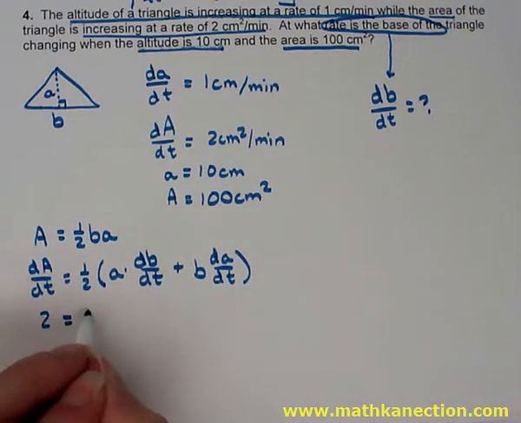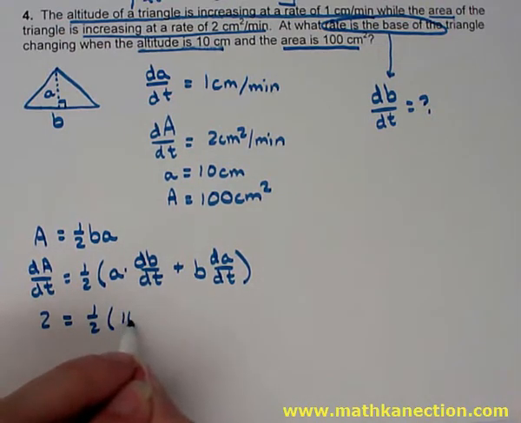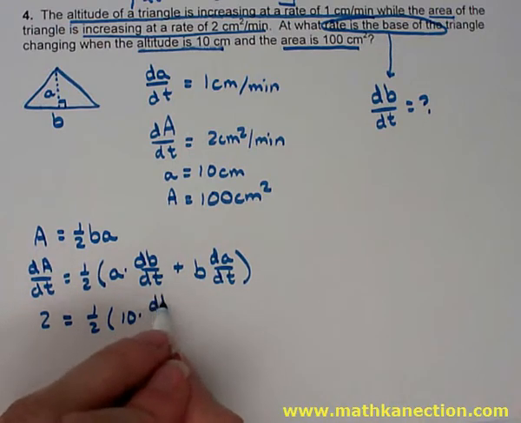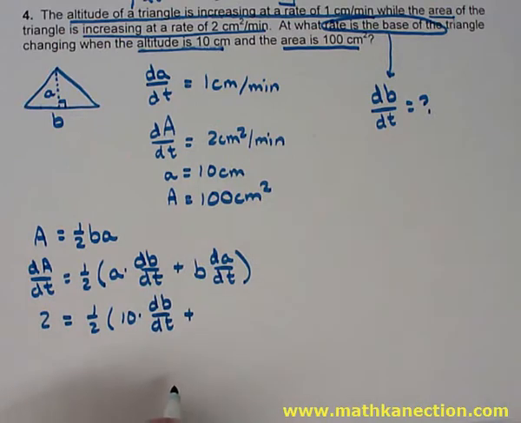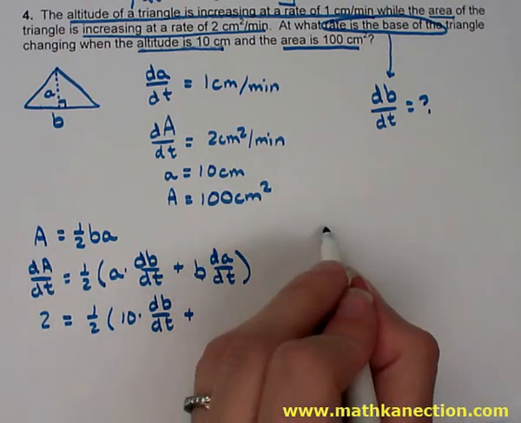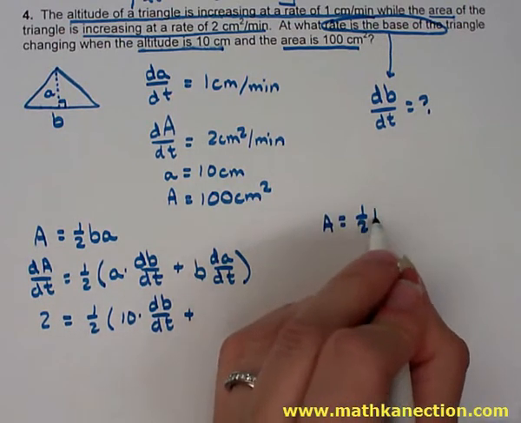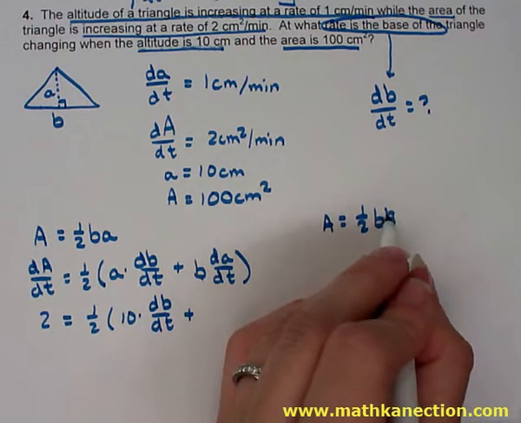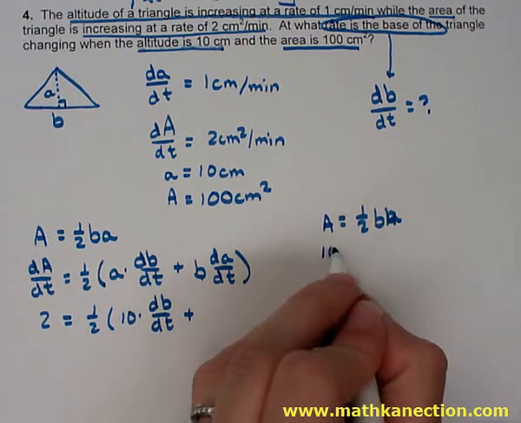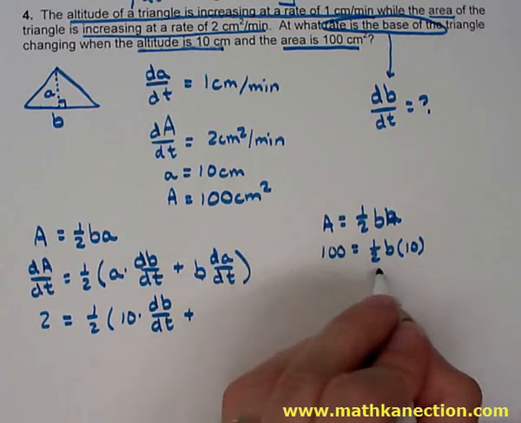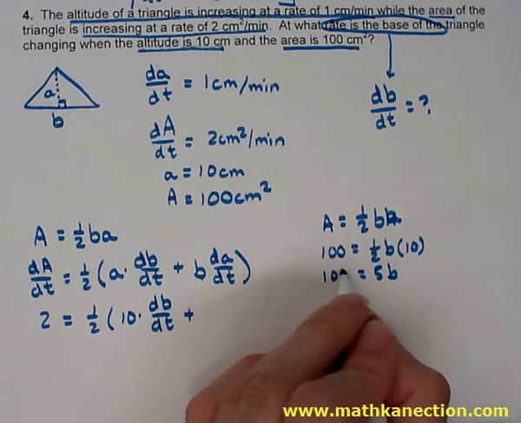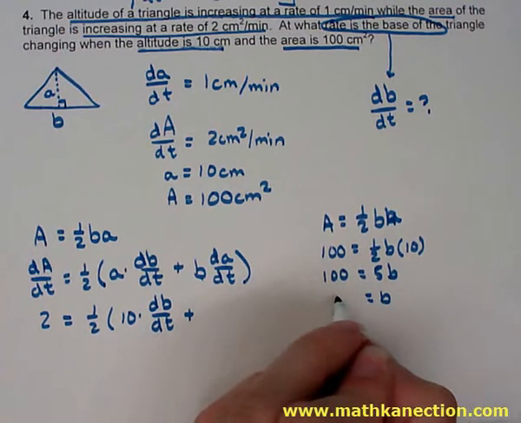Replacing in our values, we have 2 for dA/dt. We have 10 for little a. db/dt we do not know, so that's going to be substituted in later. The value of b we need to find, so using area is equal to 1/2 b times the height, or the altitude, which is a. We know the area is 100, we have 1/2 the base times the altitude of 10. So 5b is equal to 100, so b, the base, is equal to 20.